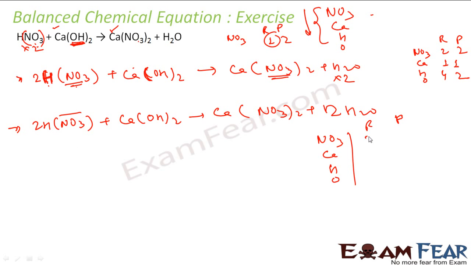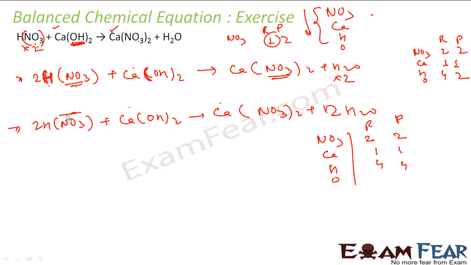Reactant NO3 here is 2 molecule. In product we have NO3 2. Calcium we have 1 here and we have 1 here, 1 1. Hydrogen we have 2 plus 2, 4 here, and here we have 2 oxygen.